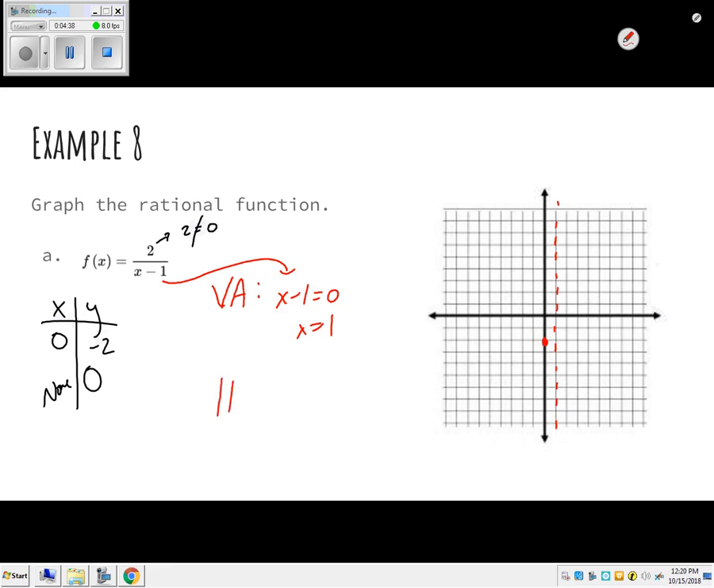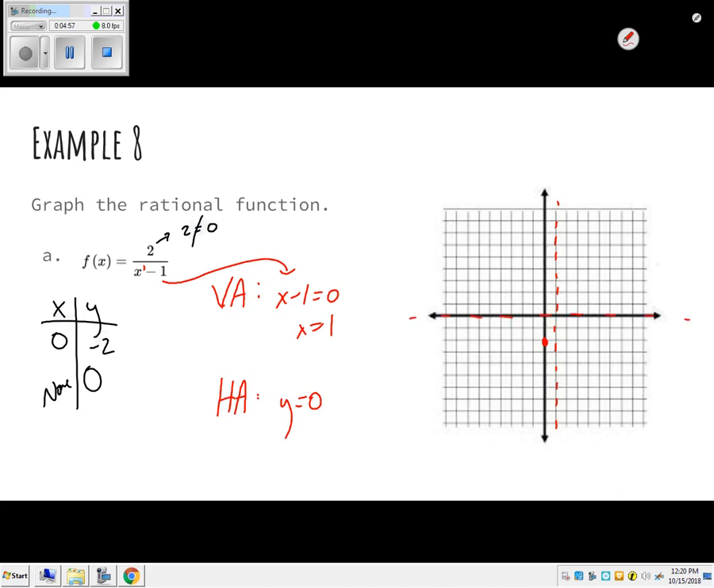Horizontal asymptotes. In the last video, we said it was a competition between the top and the bottom of which one has the highest degree. Sure enough, the bottom has the highest degree at 1. And so the bottom wins. It's just my x-axis.